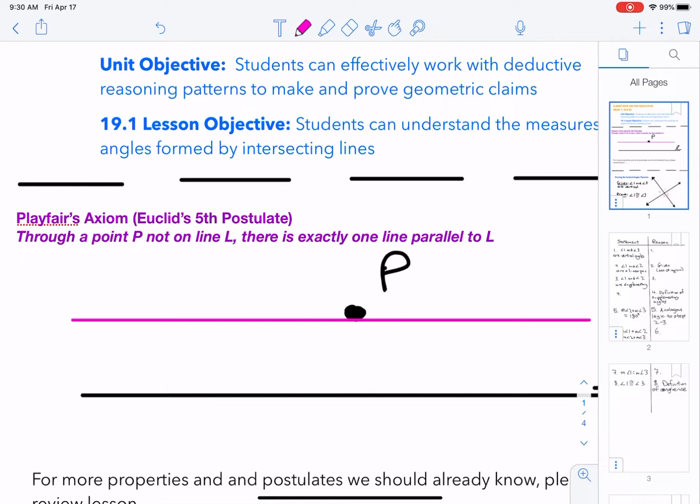It's interesting. This postulate here is debated. It's one of Euclid's postulates that's heavily debated. But for our work here, we're going to assume it to be true. And I think that's important because as we talk about deductive reasoning patterns, we have to really look at things that we assume to be true and then things that we have proven to be true.